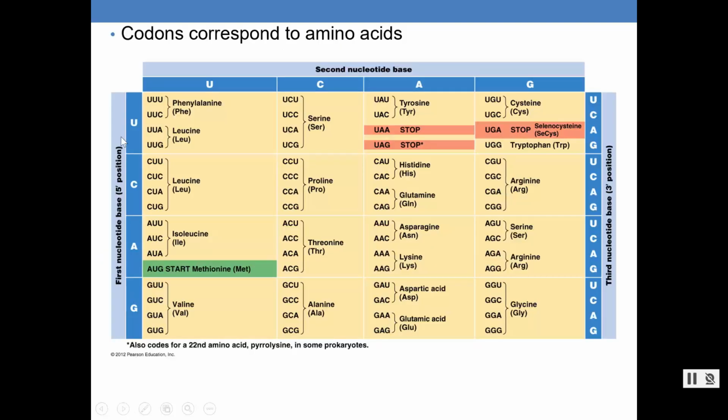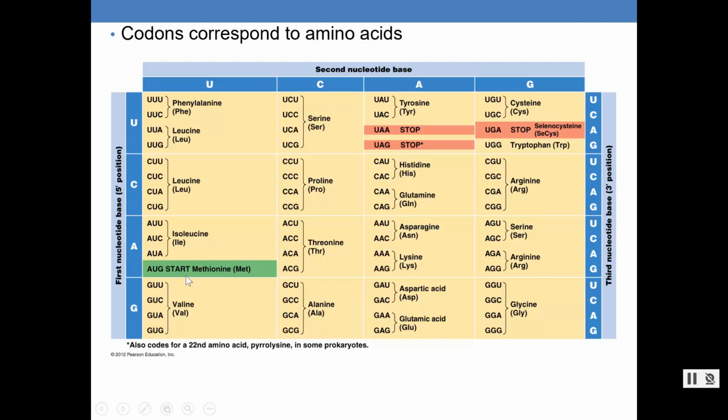Our first nucleotide is always on the axis across the side, and our first nucleotide is an A. Our second nucleotide is across the top of our chart, and our second place was a U. So I have an A and a U, and if I follow those down, it brings me to this box here, and I get four different options. It could be AUU, AUC, AUA. In our case, it's AUG. So every time the codon AUG appears, the ribosome is going to add the amino acid methionine.